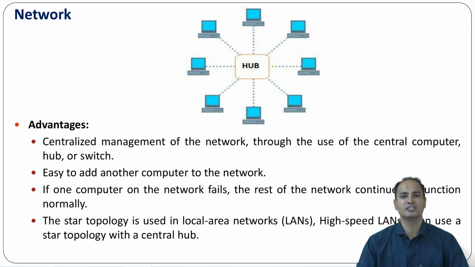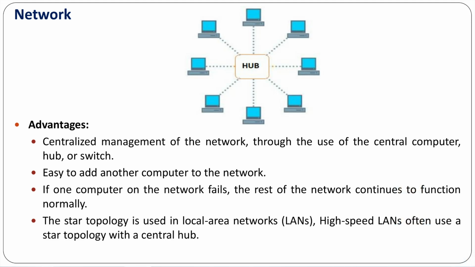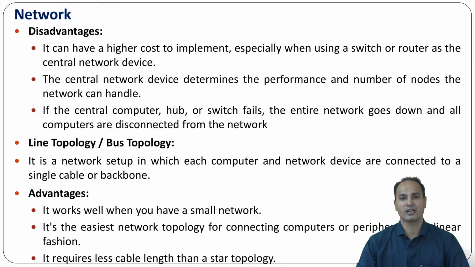The star topology is used in local area networks. High-speed LANs often use a star topology with a central hub. Apart from advantages, star topology suffers from certain limitations. Among them, it can have a higher cost to implement, especially when using a switch or router as the central network device. The central network device determines the number of nodes the network can handle.